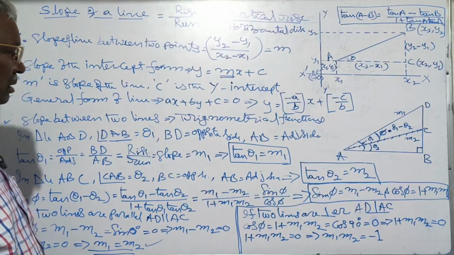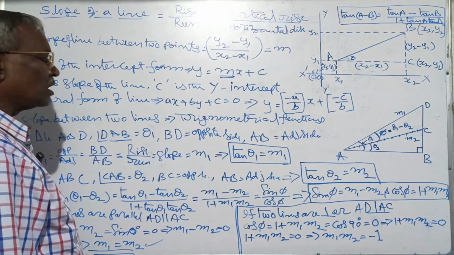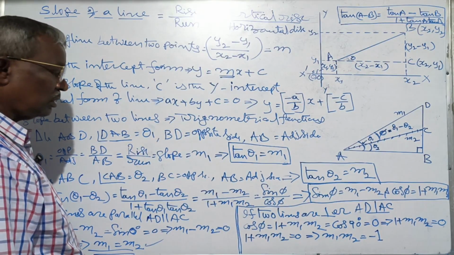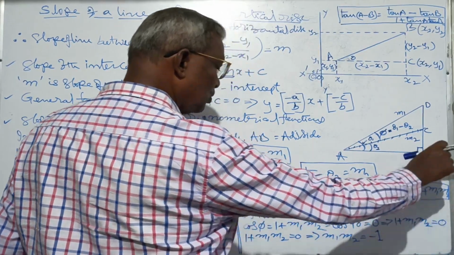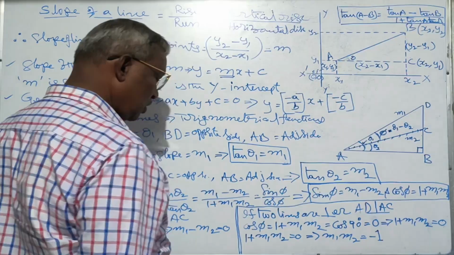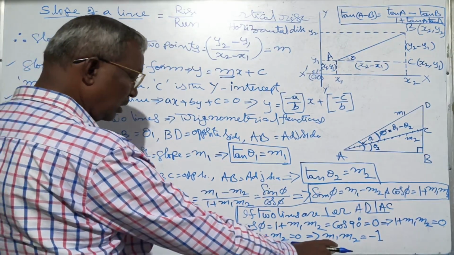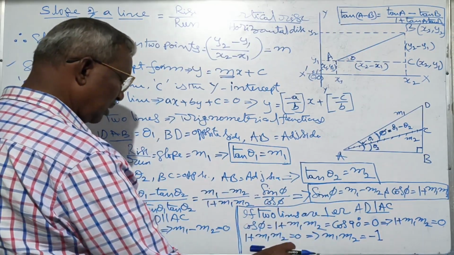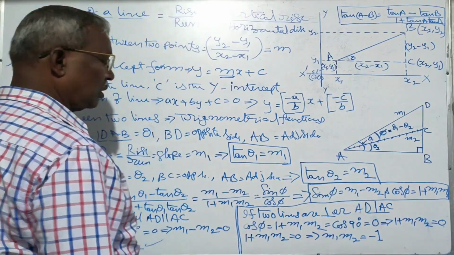As per the trigonometrical ratio of the angles, cos 90 degrees is equal to 0. That means 1 plus m1 m2 is equal to 0. Then m1 m2 is equal to, this 1 will go that side, minus 1.